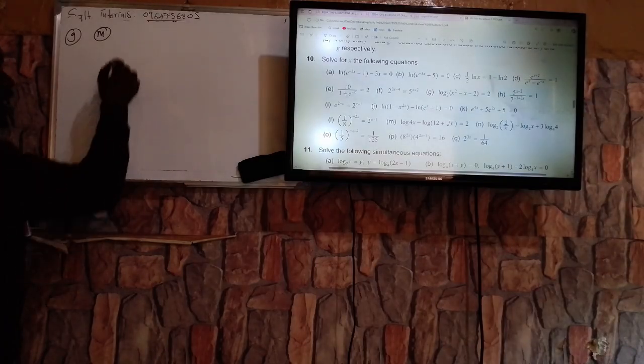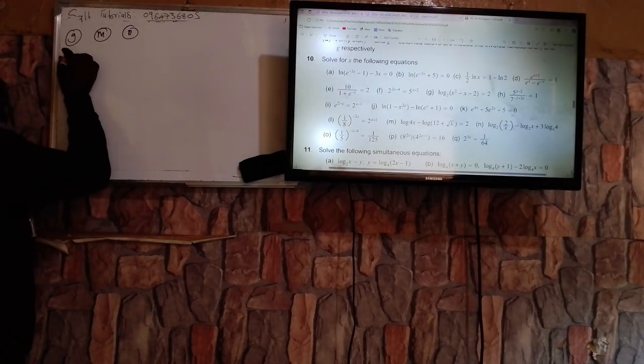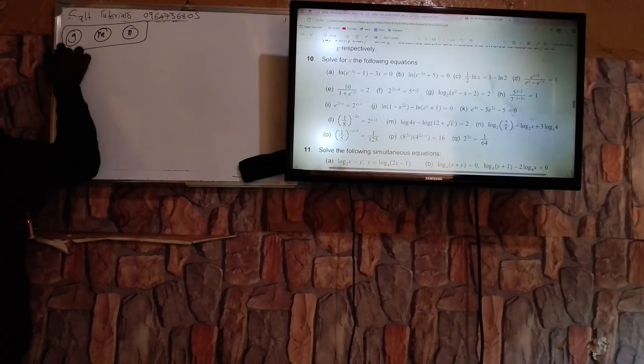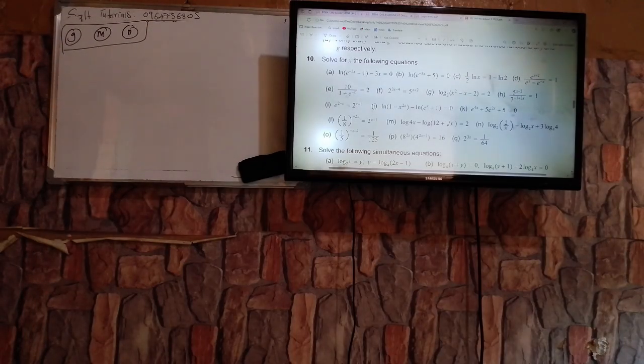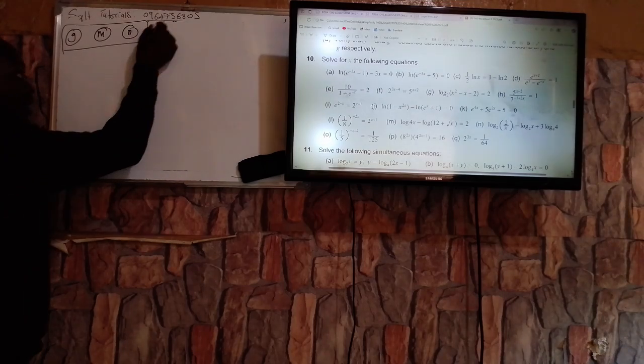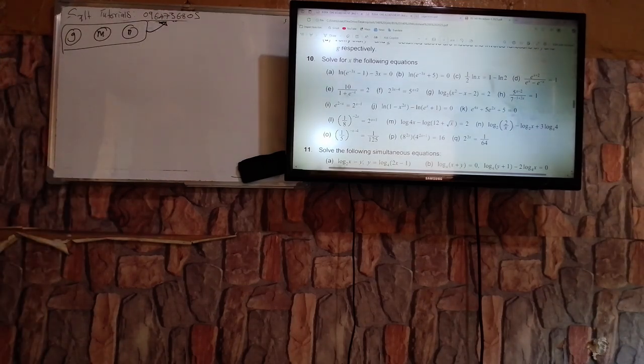Look at n. Based on this concept which I've just talked of, log equations. So g, m, and n. Submit to our inbox.